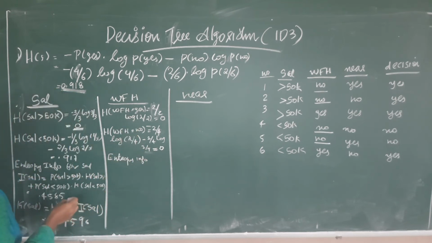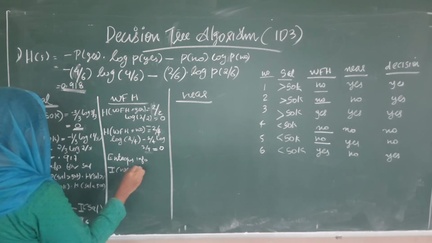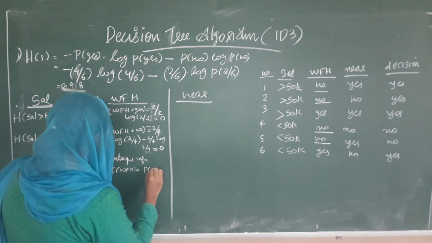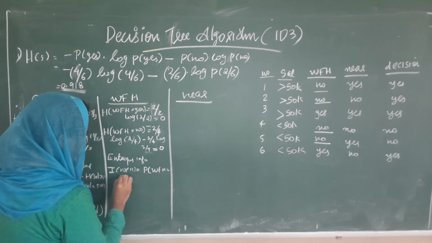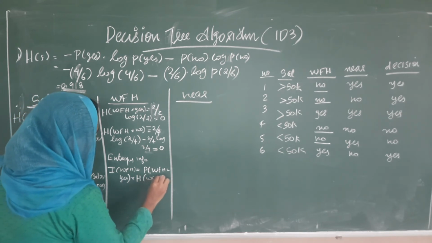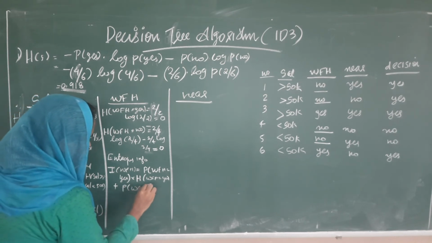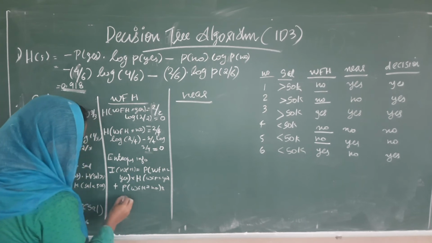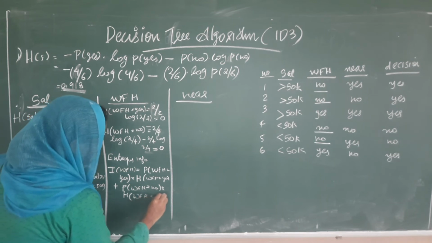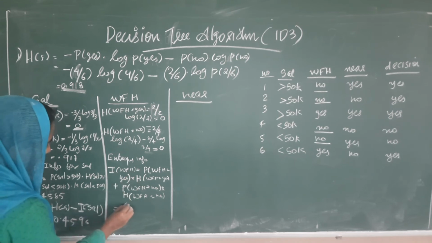for work from home. So that is I of work from home, and it is probability of work from home is equal to yes into H of work from home is equal to yes plus probability of work from home is no into H of work from home is no, right? So since both these entropy terms are 0, on multiplication you will get 0, right?